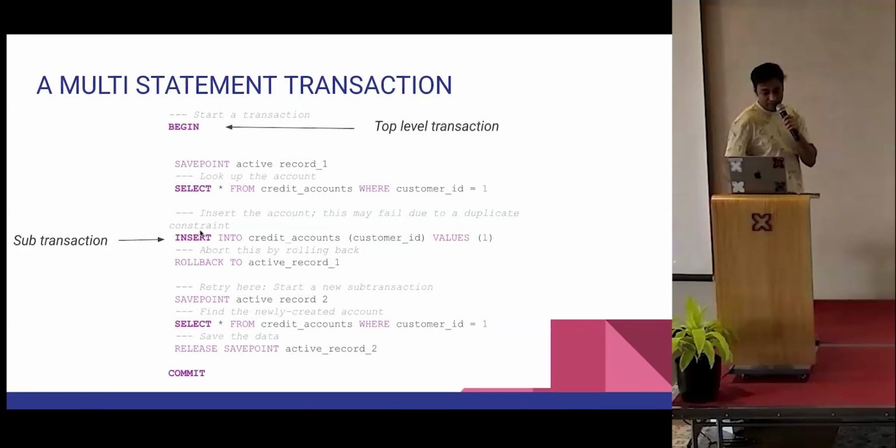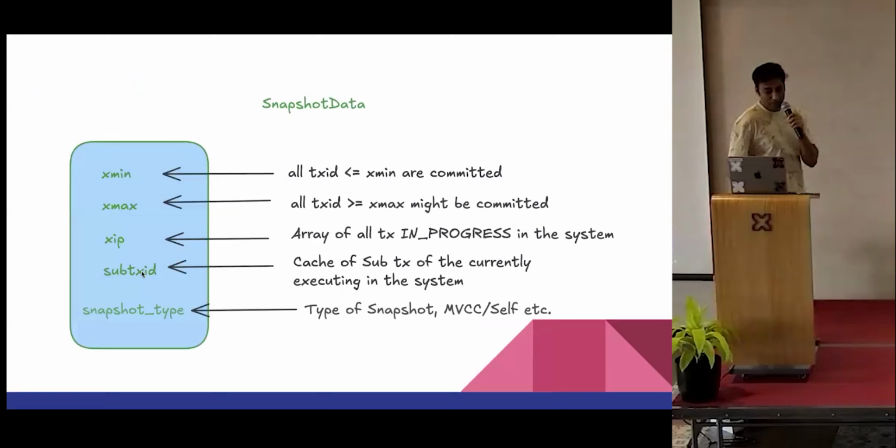The sub transaction array is like this. If you see these insert statements, and if there are a couple more inserts, all of them will be captured into this sub transaction array. So essentially, you have a top level transaction, and if the transaction has more statements, all of them will be captured into the sub transaction.